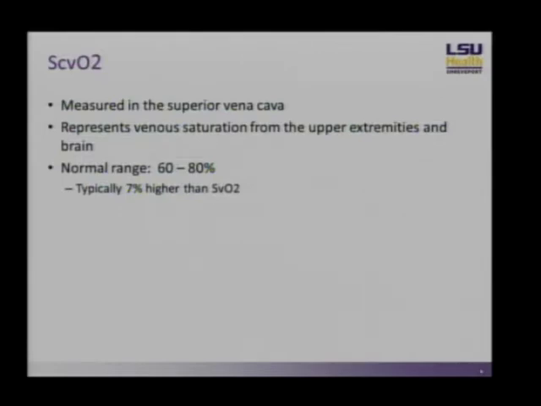And SCVO2 measures it in the superior vena cava. It's an admixture of blood from the upper part of the body. And we measure it again, 60 to 80, we say 70%. SCVO2 will typically be higher than SVO2 because SVO2 has IVC blood mixed with it, and in the critically ill patient, blood shunts away from the non-vital organs, usually the GI tract, skin, muscles, etc. The GI tract, which drains into the IVC, is less oxygenated, and therefore your SVO2 will be lower than your SCVO2.